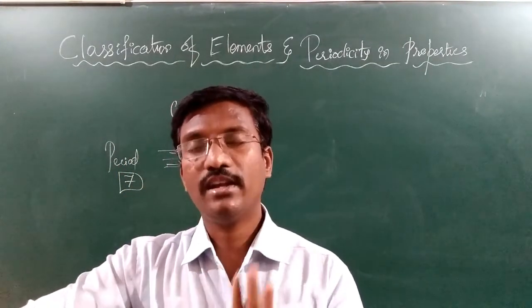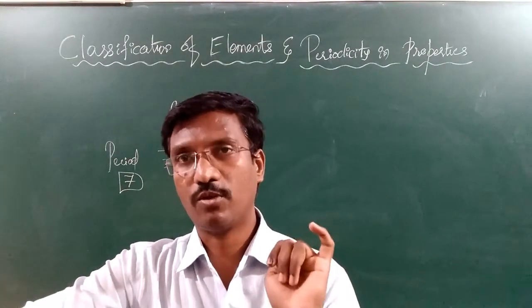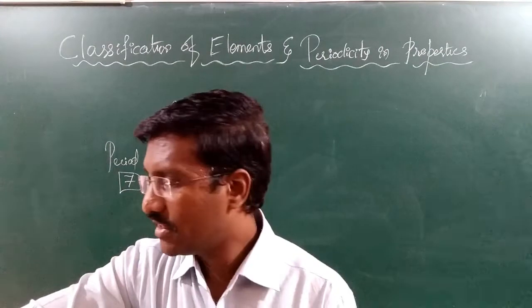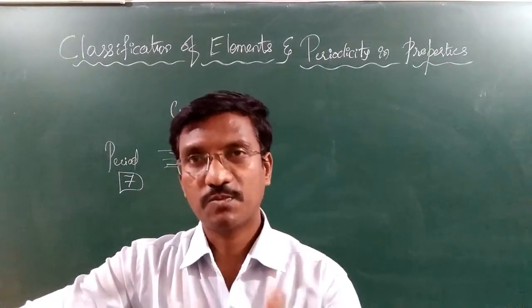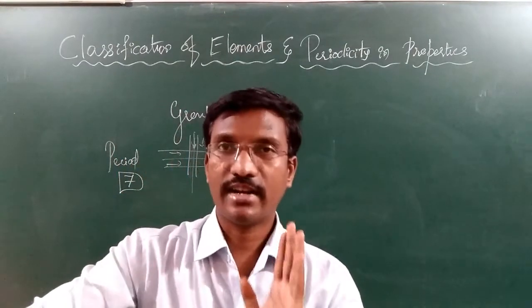The modern periodic table is mainly classified into s block, p block, d block and f block. So how are they classified? S, p, d, f, I will explain later. But before that, let me tell you, totally we have 117 elements.